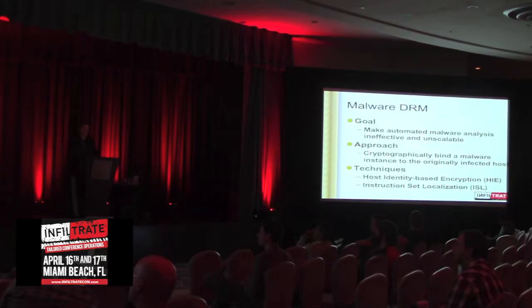So again, the goal of DRM for malware is to make automated analysis ineffective and unscalable. It's not necessarily to prevent one knowledgeable, well-trained human being from being able to break protections for one particular executable. And in order to achieve the goal, we're going to cryptographically bind a malware instance to the host that was infected, the original host. Specifically, I'm going to introduce two techniques for implementing the approach: host identity-based encryption, which I'll refer to as HIE, and instruction set localization, which I'll refer to as ISL.